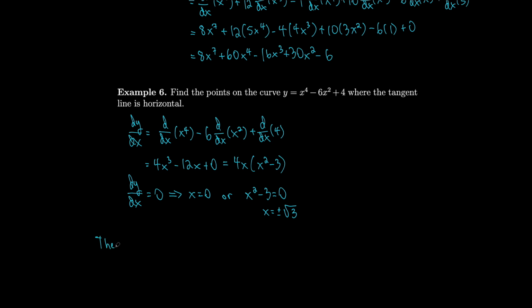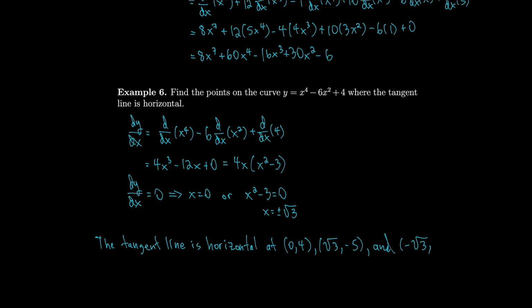Okay, so the tangent line is horizontal at 0, 4, because if we take x equals 0 and plug it into where x is to get the y value, we get 4. If we plug in square root of 3, we get minus 5. And if we plug in minus square root of 3, we also get minus 5.